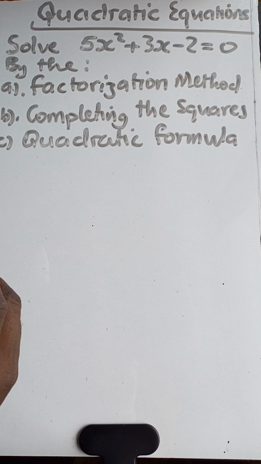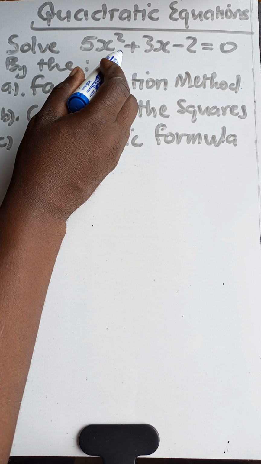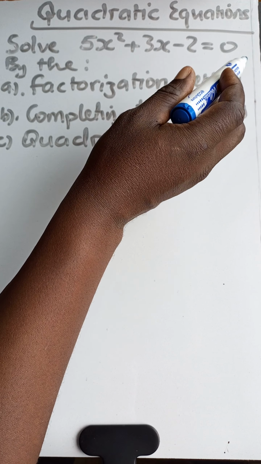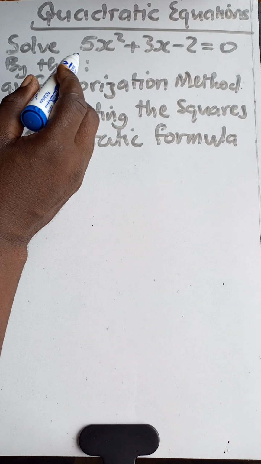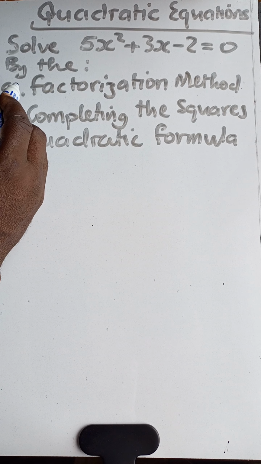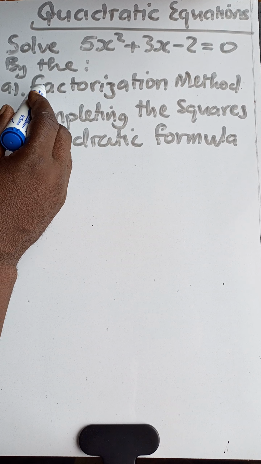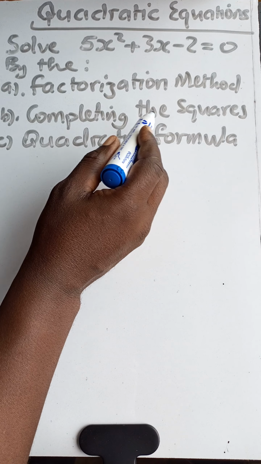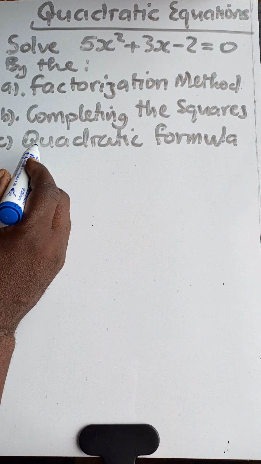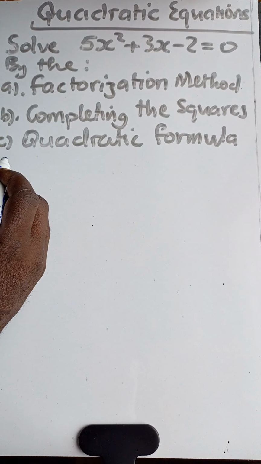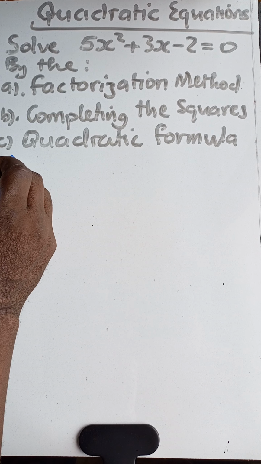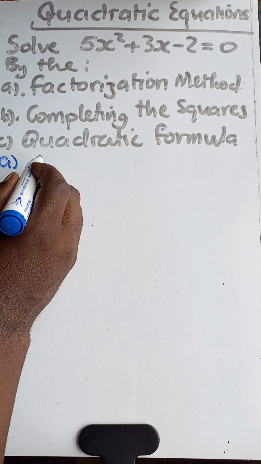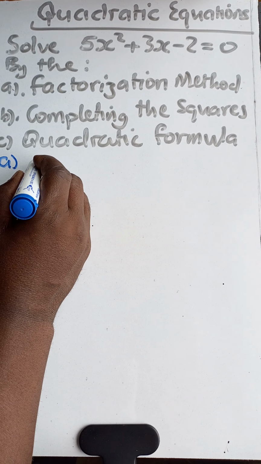We are asked to solve this quadratic equation: 5x squared plus 3x minus 2 equals 0. We want to solve this quadratic equation using these three methods. The first method is the factorization method, then the second method, completing the squares, and then the third method, the quadratic formula. So without wasting time, let's take the first method, which is the factorization method.